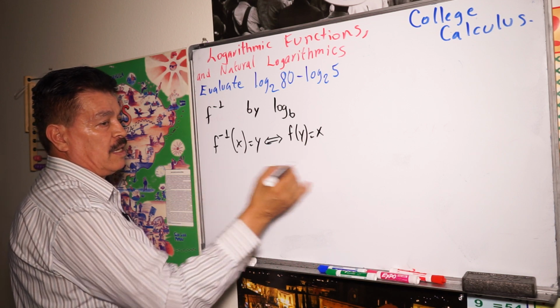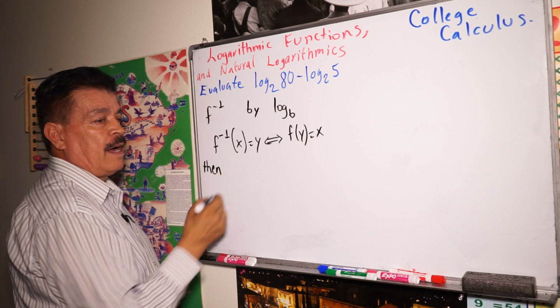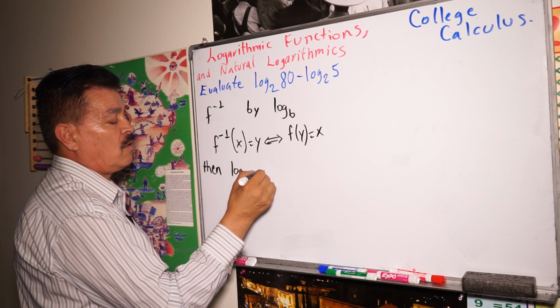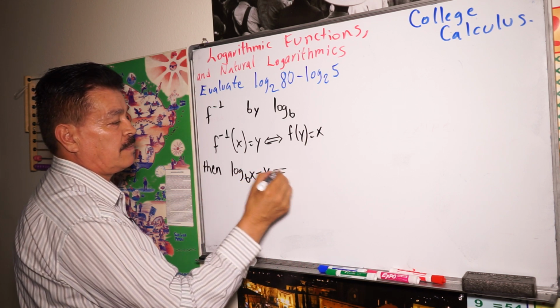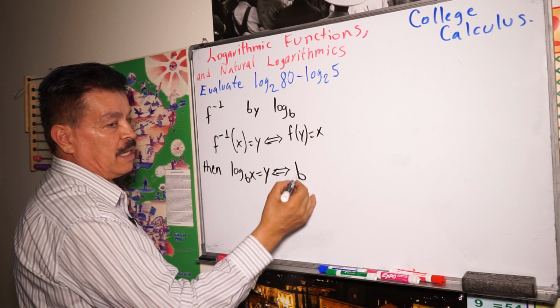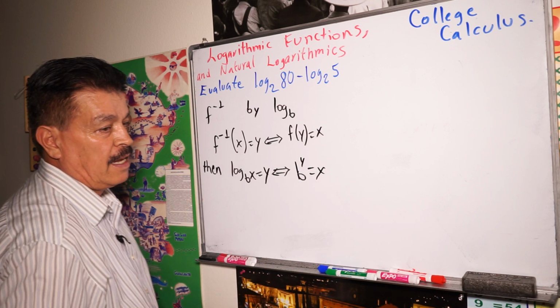Then, for example, we are going to have log b x equals y, or therefore b to the y power equals x.